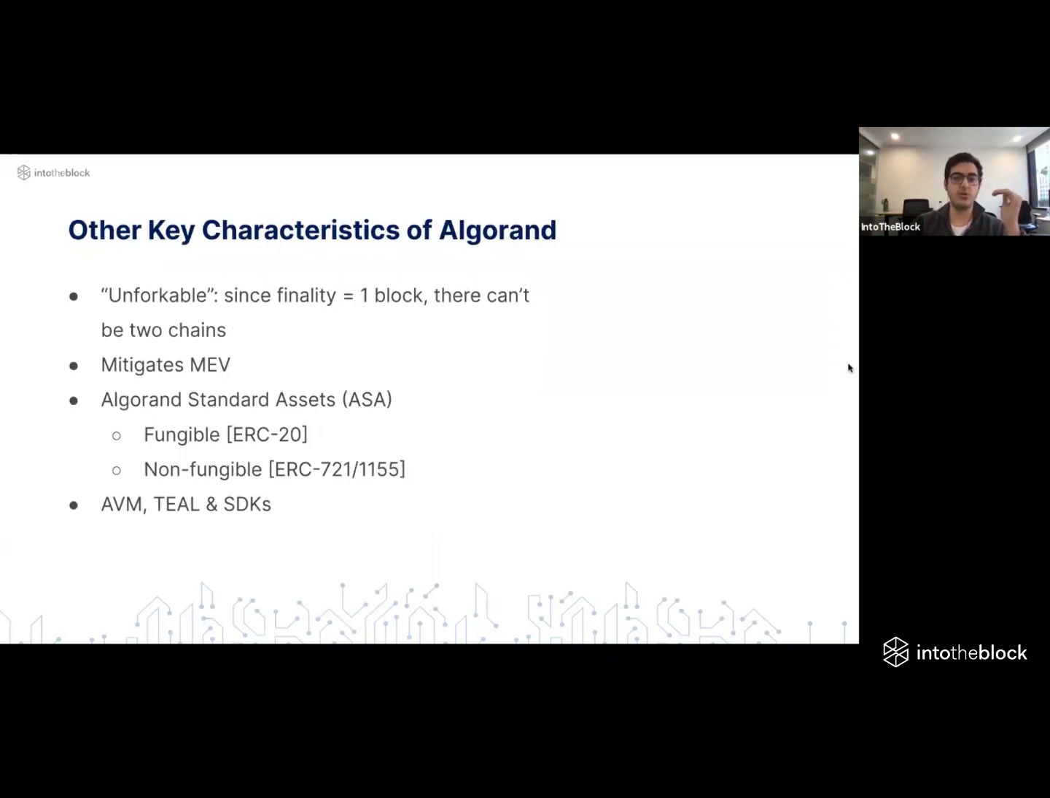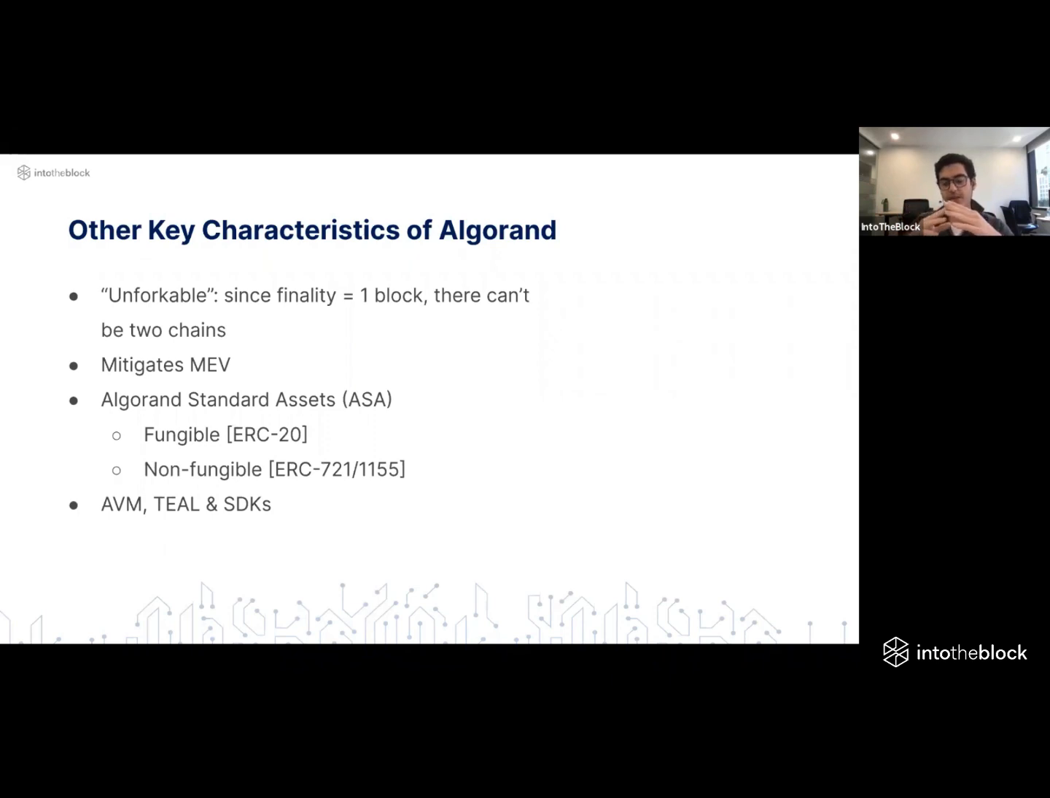A few other key characteristics of Algorand is that it's unforkable, theoretically at least. So since the finality of transactions is one block, you can verify that after one block, the transactions have gone through and be confident that that's the case. There can't be two chains. And that took me a bit to wrap my head around that concept.